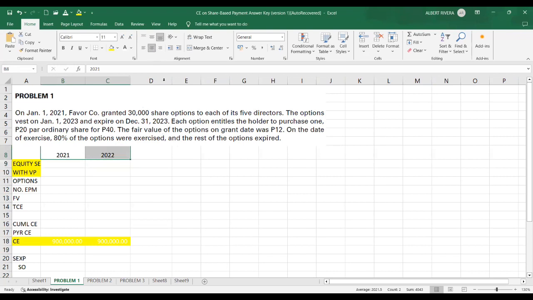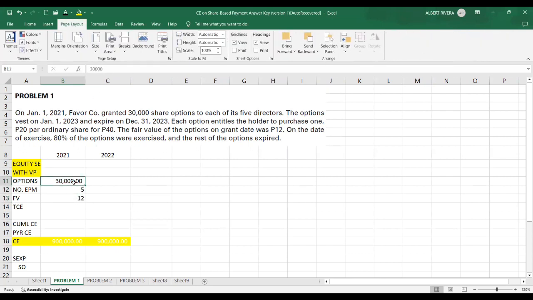Okay, so to start with, how many options will be given? 30,000 options. Okay? How many employees will be given? There are 5 employees to be given. Okay? What is the fair value at the date of grant? Fair value of the option, not the fair value of the share. The fair value of the option at the date of grant, that is 12. Okay? So this is now 30,000 times 5 times 12. That is now the total compensation expense.